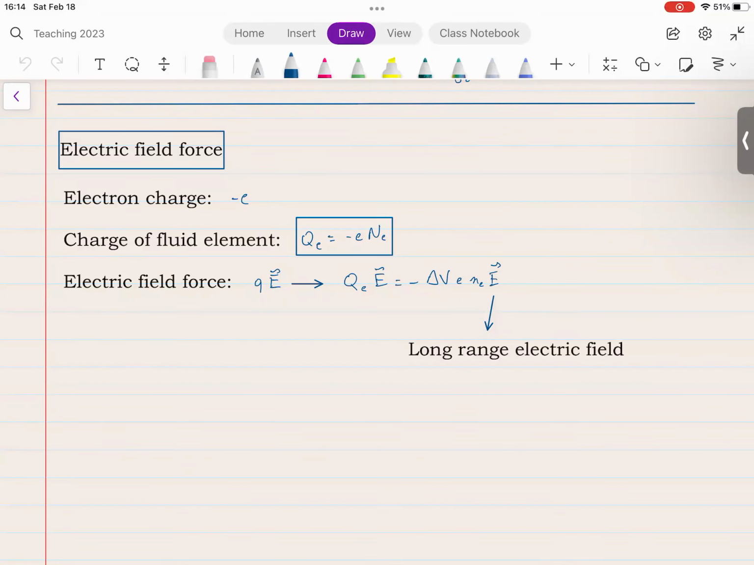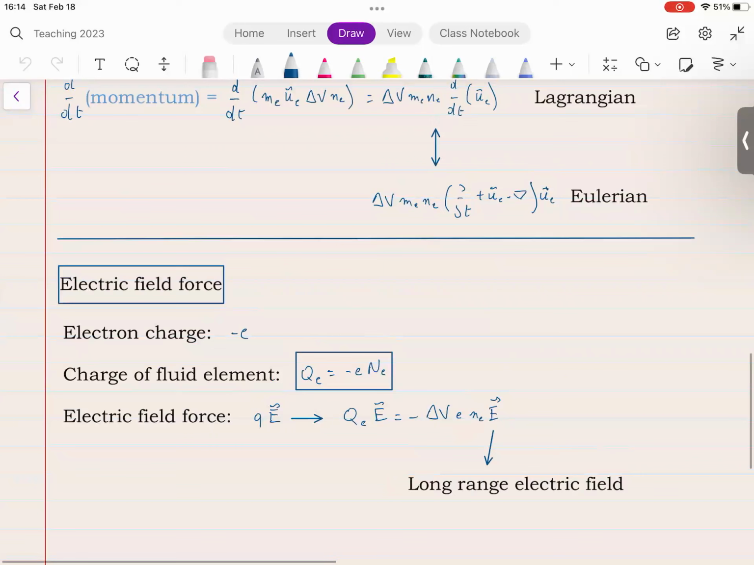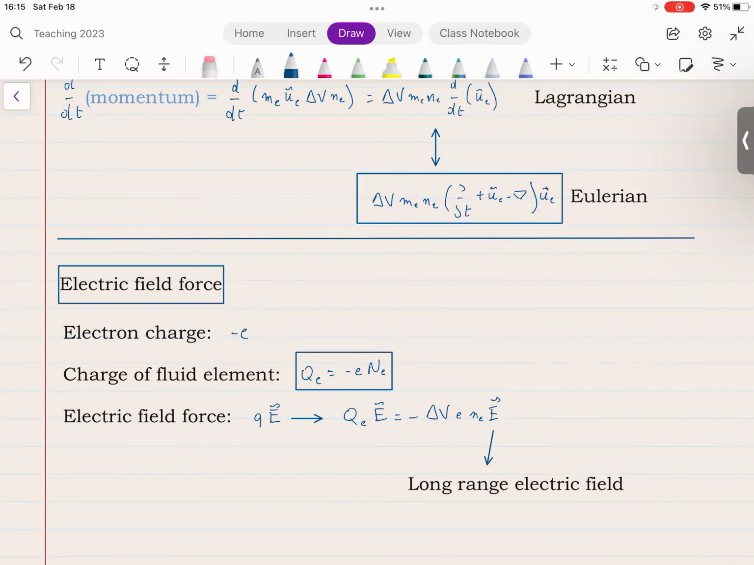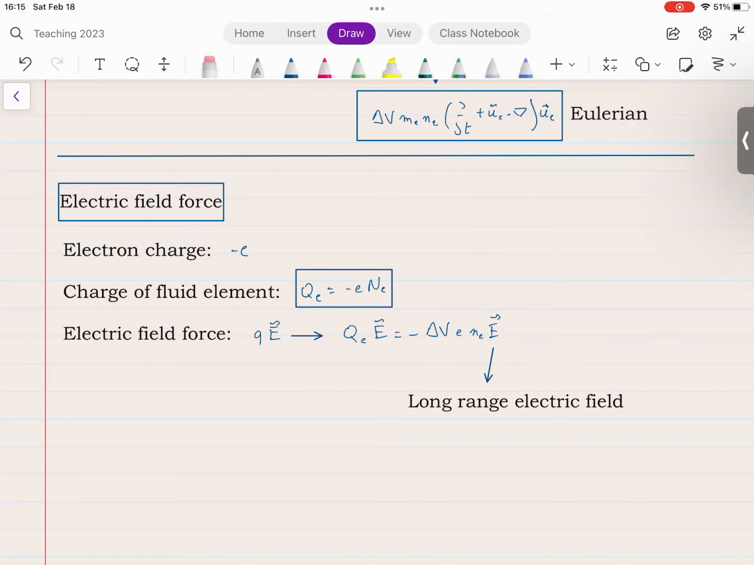Okay, so that's the force we were trying to find. Maybe I should put little boxes around the things I'm going to use. You'll notice that there are no derivatives here, and therefore I don't have to worry about whether this is Lagrangian or Eulerian. Doesn't matter. I'm not taking derivatives. Derivatives are the place where I have to be careful about which treatment, which description I'm adopting for the plasma.